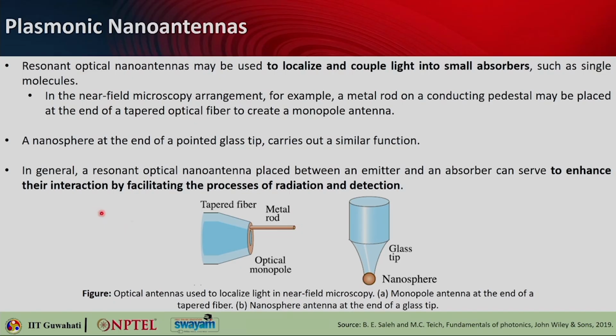So, in general, a resonant optical antenna placed between an emitter and an absorber can enhance the interaction. These are the resonant optical antennas, this one and this one. They are placed between an emitter and an absorber. Here the emitter is that molecule, okay, that will emit the light, and this will be the absorber that will catch the light, or gather the light, you can say, or collect the light. So, this kind of interaction between the emitter and the absorber can serve to enhance the interaction by facilitating the process of radiation and detection. So, these are some examples of resonant antennas in near field microscopy, right.